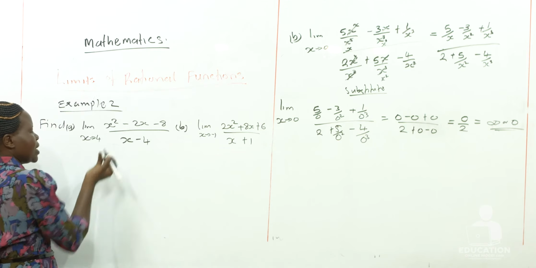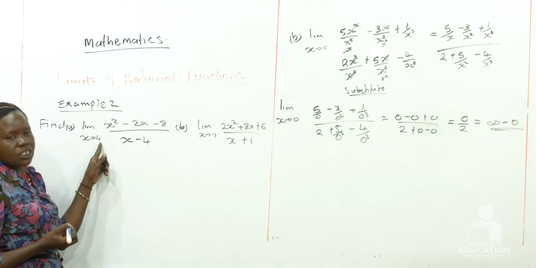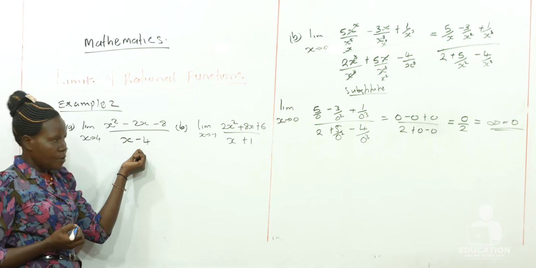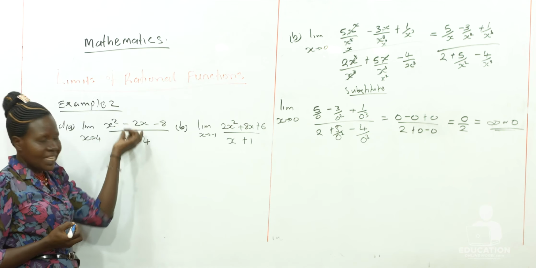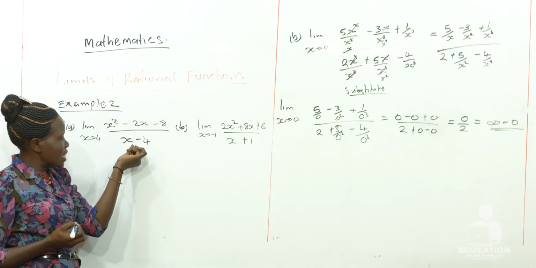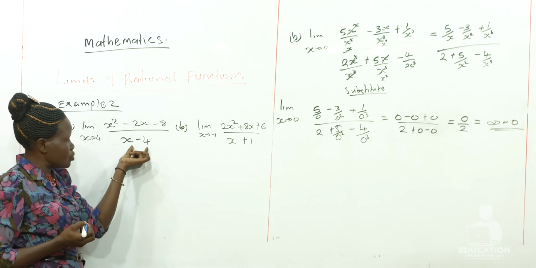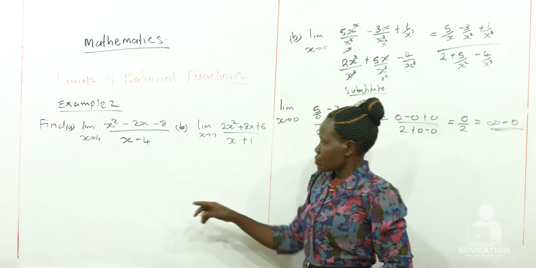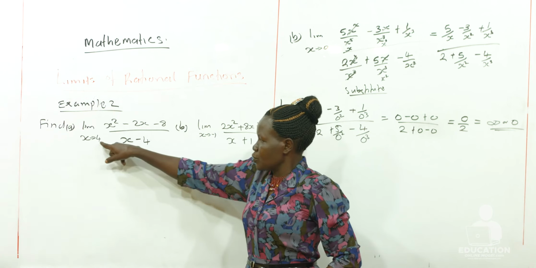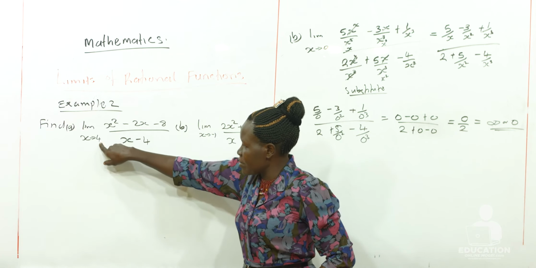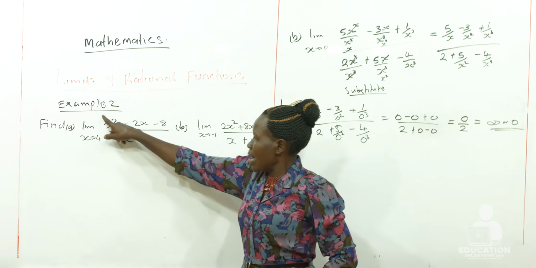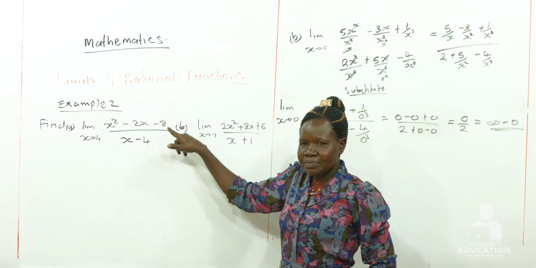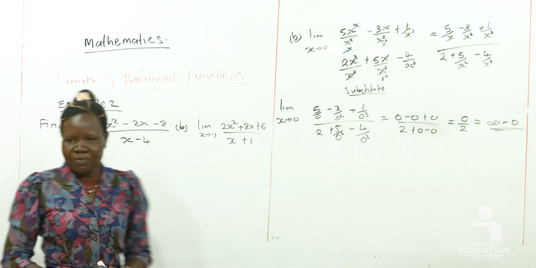So since it is approaching to a real number, which is 4, then what are we going to do? We are going to factorize the numerator so that we get one of the factors which is the same as the denominator. Learners, take note of this. When x is approaching to a real number, what will happen to the numerator? You are going to factorize.